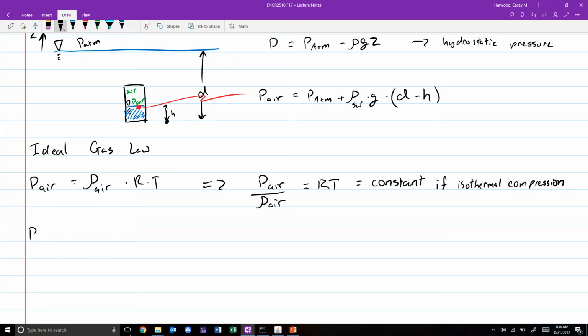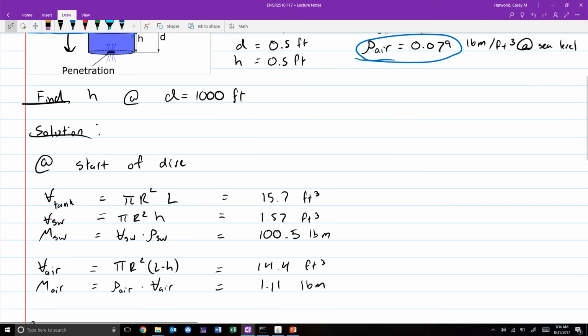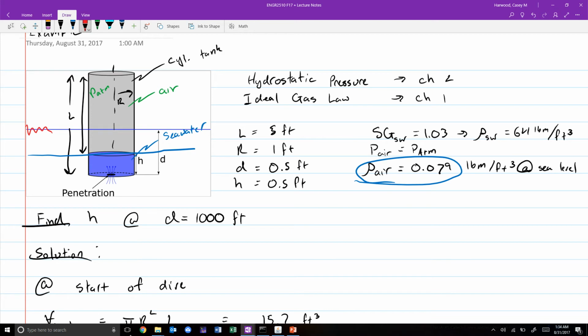Well, if P air over rho air at a depth of D is equal to RT, which is a constant, that means because of that constancy, it has to also be equal to P air over rho air at sea level, right? And if you'll bear with me as we scroll back up here, we are given both the pressure of air and the density of air at sea level in the problem statement.